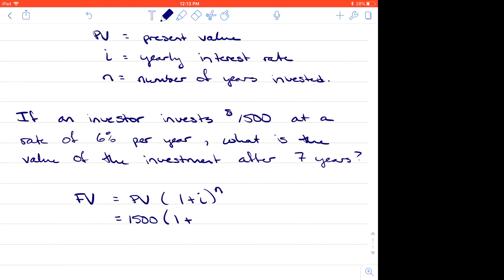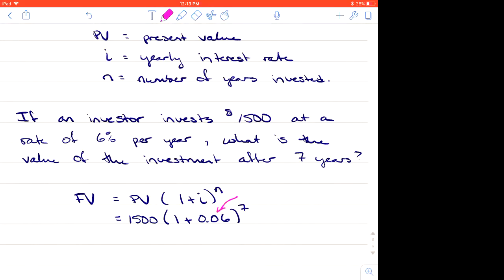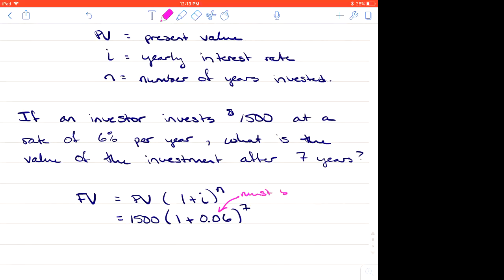But we also said last day that when we're dealing with percentages, right, we have to convert it to the decimal, right? So 6%, that's 0.06. So plus 0.06 to the power of n. N, we said, was the number of years invested. Perfect. So I just want to make a note here, right, that the 0.06, the 6%, must be in decimal form.